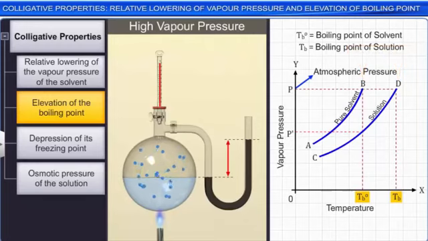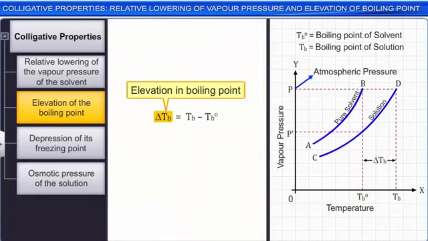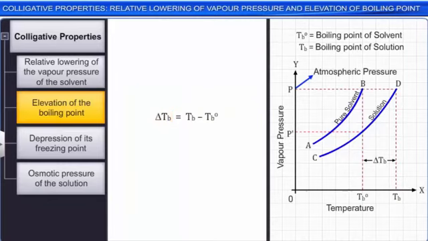The difference, Tb minus Tb0, is represented by delta Tb and gives the elevation in the boiling point of a solvent in solution. Thus, it can be seen that the boiling point of a solution is greater than the boiling point of the pure solvent. In other words, a solution that has lower vapor pressure needs to be heated to a higher temperature for its vapor pressure to become equal to the external pressure, that is, its boiling point.